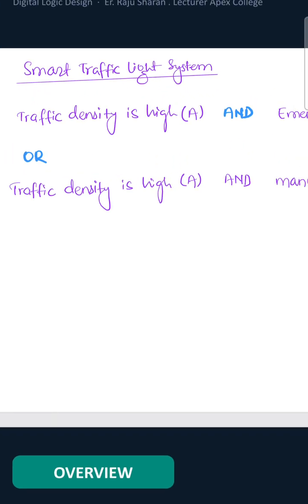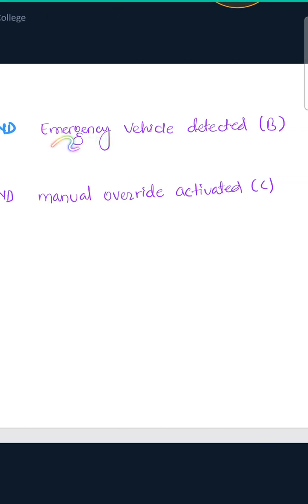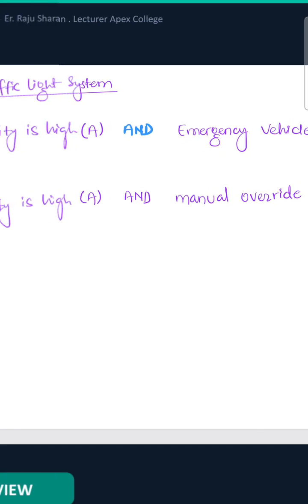Generally, if the traffic density is high, the green light is off, there is red light, right? But we can write the logic. Even if the traffic density is high and an emergency vehicle is detected, like in conditions where there is an ambulance or fire brigade or any other emergency vehicle detected, the light should go green, right?